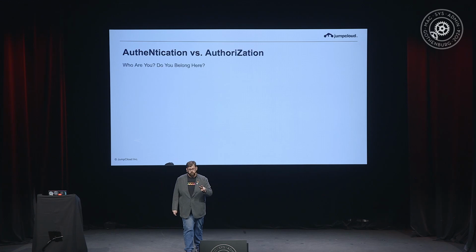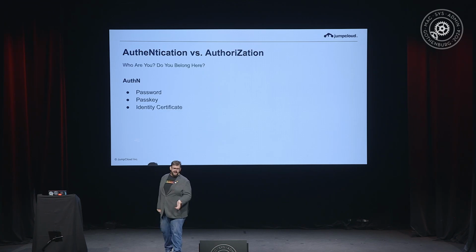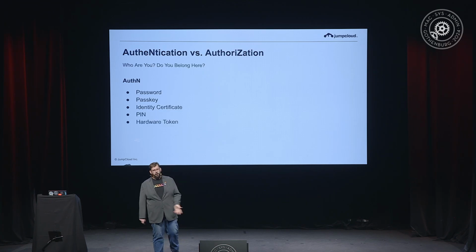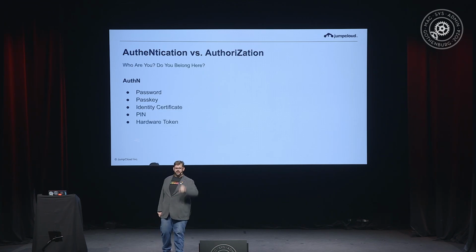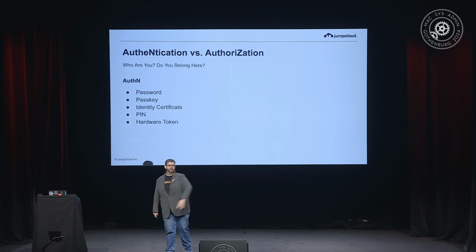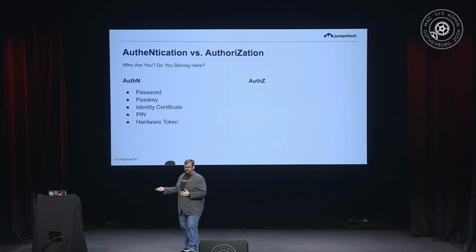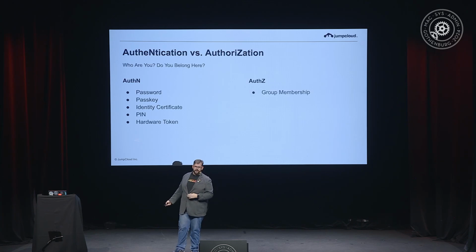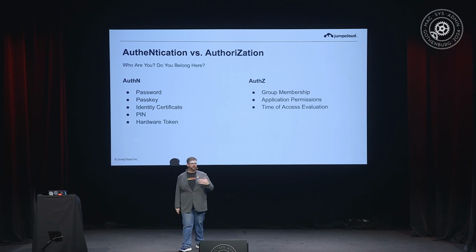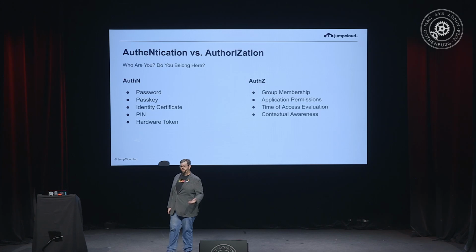Are you sure? So in auth-N, that's what a password's for, or a passkey, or an identity certificate, or a PIN, or a hardware token. That's a way of saying that this is Tom Bridge, or Sam Obisanya, or Joel Rennick. Authorization can be based on your group membership. It can be based on application permissions. It can be based on time of access. It can be based on contextual awareness, which is the concrete sum of all of those things.